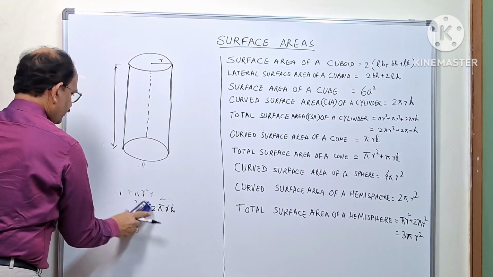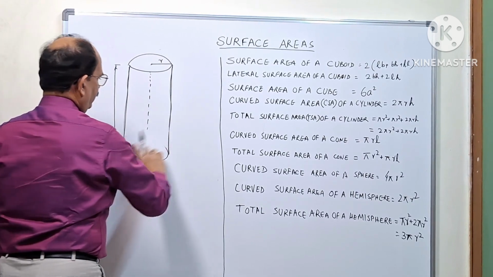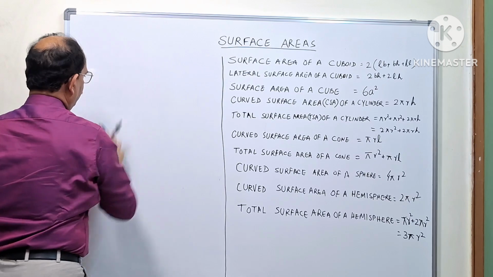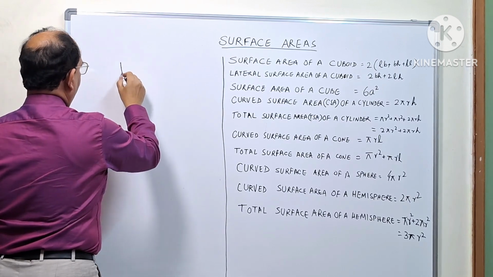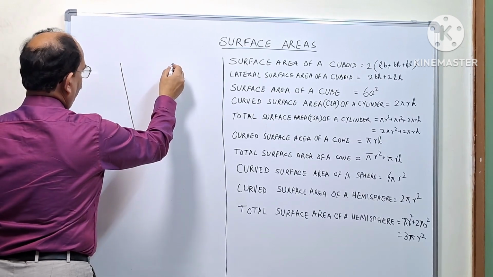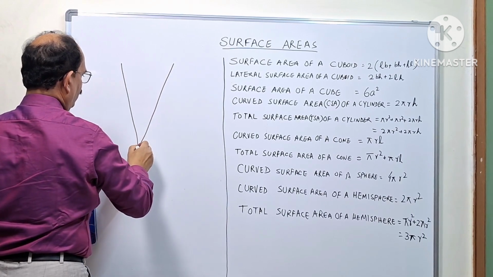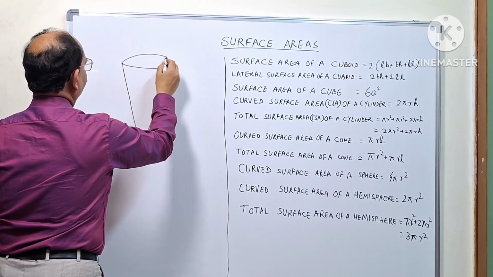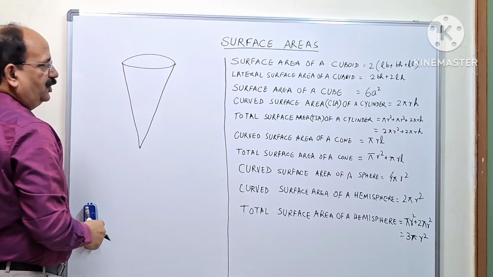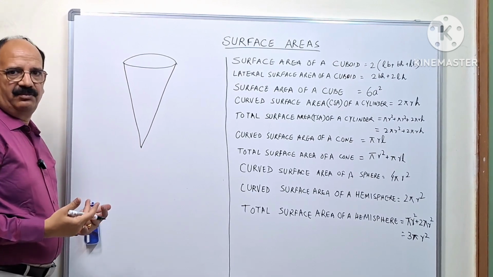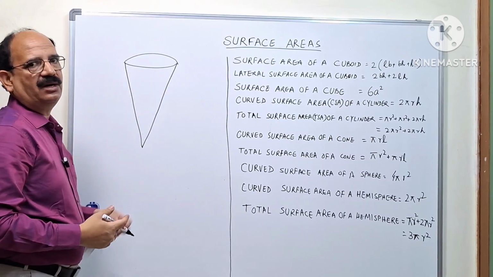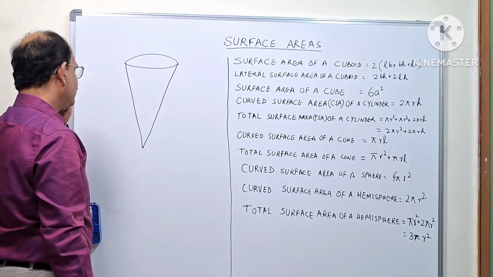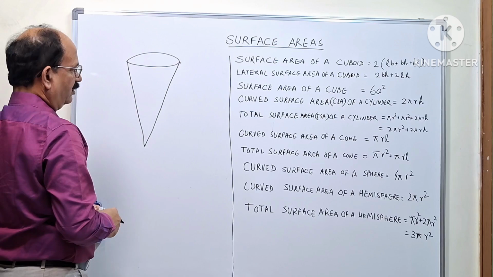Let's talk about the surface areas of a cone. A right circular cone will appear like this. You have eaten ice cream, and some ice creams are put in the shape of a cone as well, right? So this is the shape of the right circular cone.